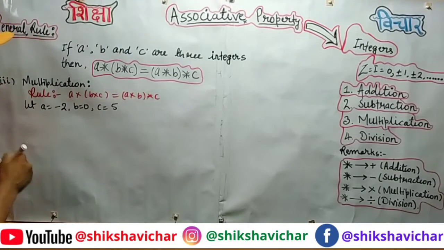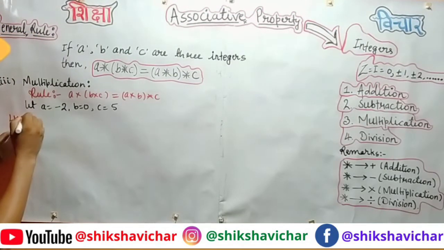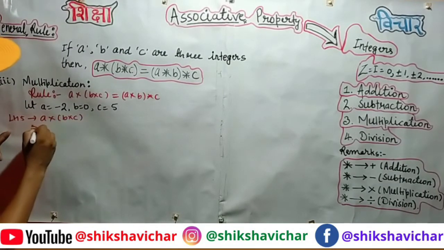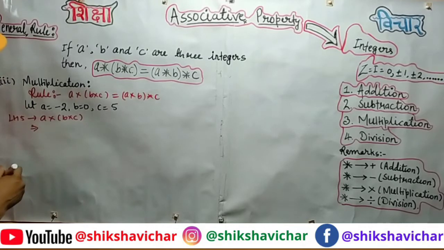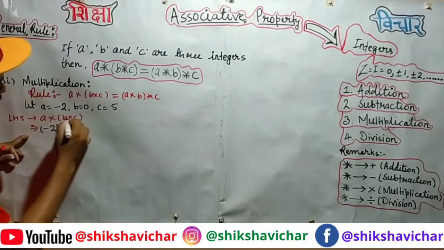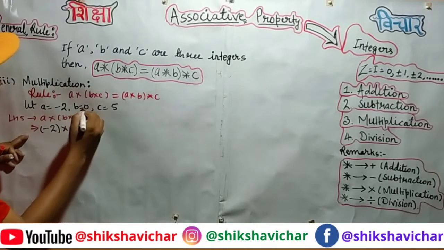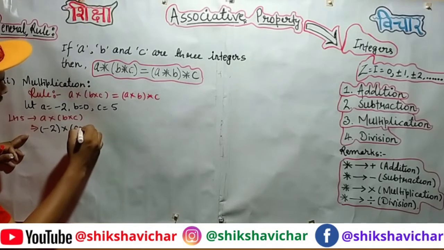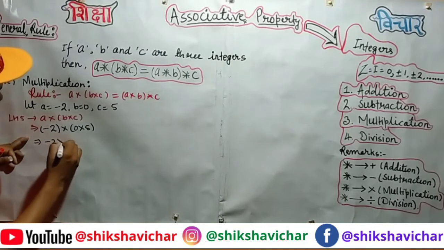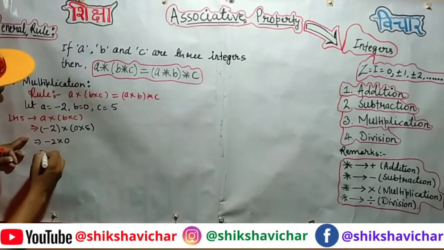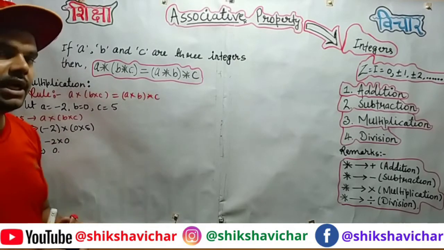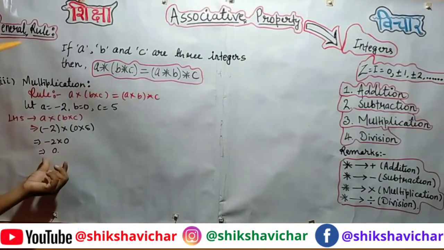Now check the left hand side. Left hand side, that is (a × b) × c, and this implies (-2). What is the value of a? That is -2 multiplied by b, multiplied by c. That means what is b? b is 0, so 0 will be here, multiplied by 5. Solve it and we will get -2 multiplied by 0 multiplied by 5, that is 0. Again -2 multiplied by 0, we will get 0. That means the left hand side for this identity is 0.